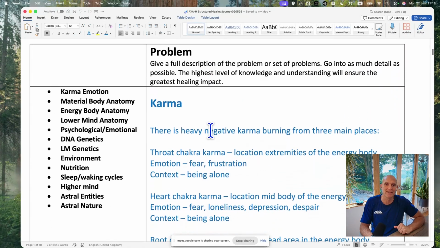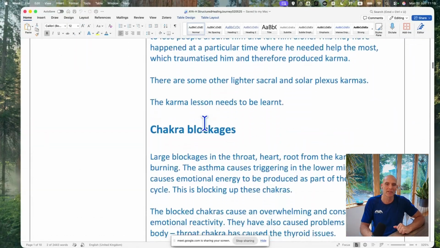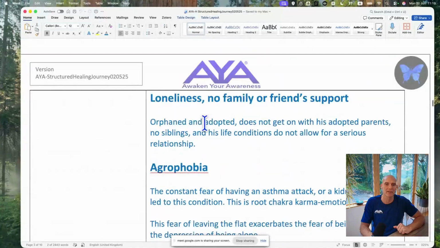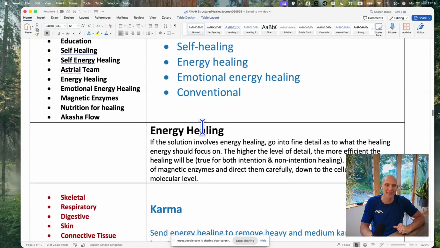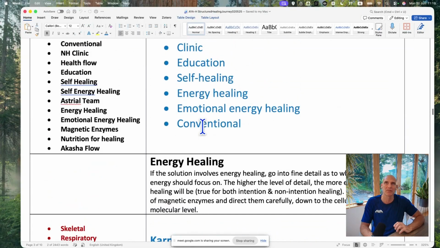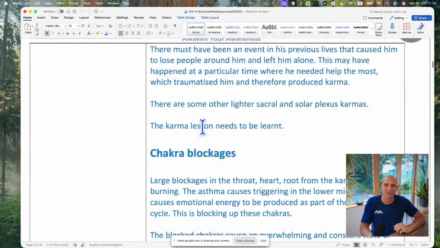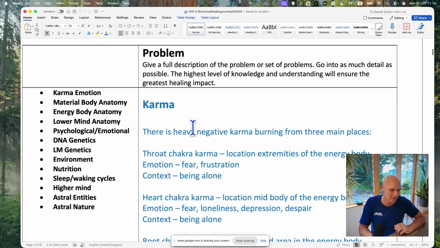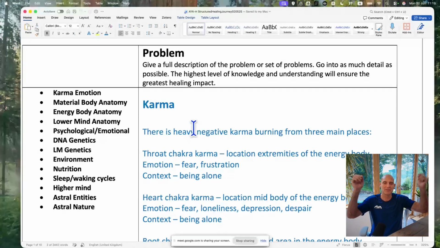Okay, let's get straight into the problem here. If you remember, there is a problem section, a solution section, then an energy healing section, and afterwards a self-healing section. Let's have a look. Karma in the problem section. Karma is pretty much where you want to start everywhere, because karma is the root of everything. So that's usually the first thing you put. You might not know much about their karma at this time, so at least put karma in there, and then you can build on it as you find out more about them.